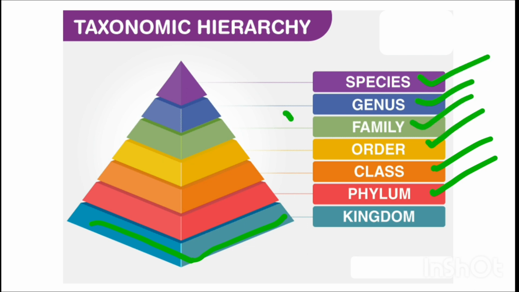A group of species is called genus, a group of genus called family. Many family constitute a order, many orders constitute a class, then many classes constitute a division or phylum. Then a group of phylum is called the kingdom, either plant kingdom or animal kingdom.